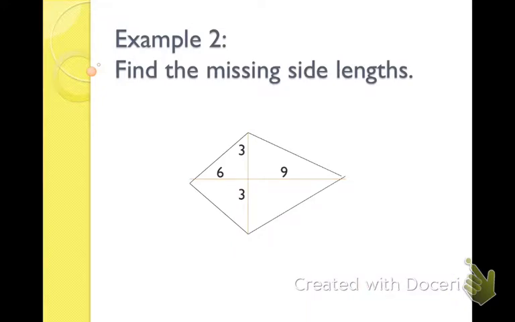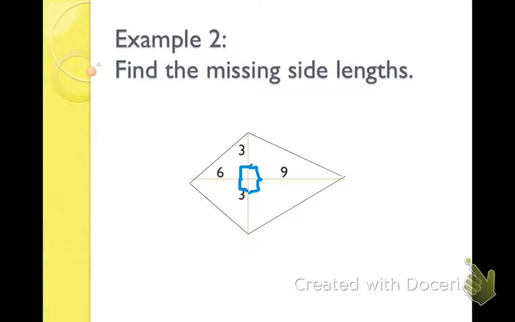Find the missing side lengths. How could we find the missing side lengths? We have diagonals. What do we know about the diagonals in a kite? They are what? What's their angle? They're perpendicular. Remember, it's a cross. They're perpendicular. All right, so knowing they are perpendicular, all these are right angles here, right? How could I find these sides? What would I use? Which theorem would I use?